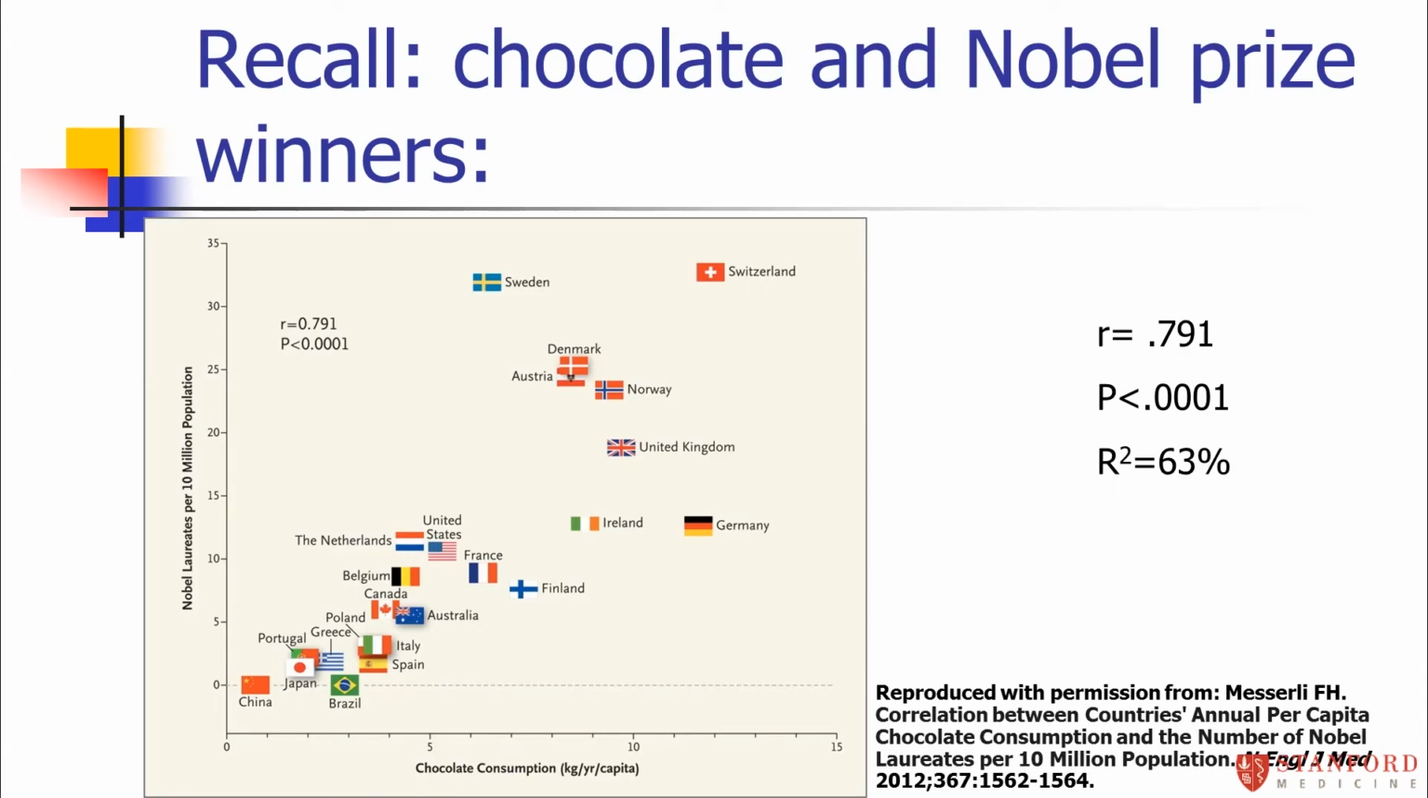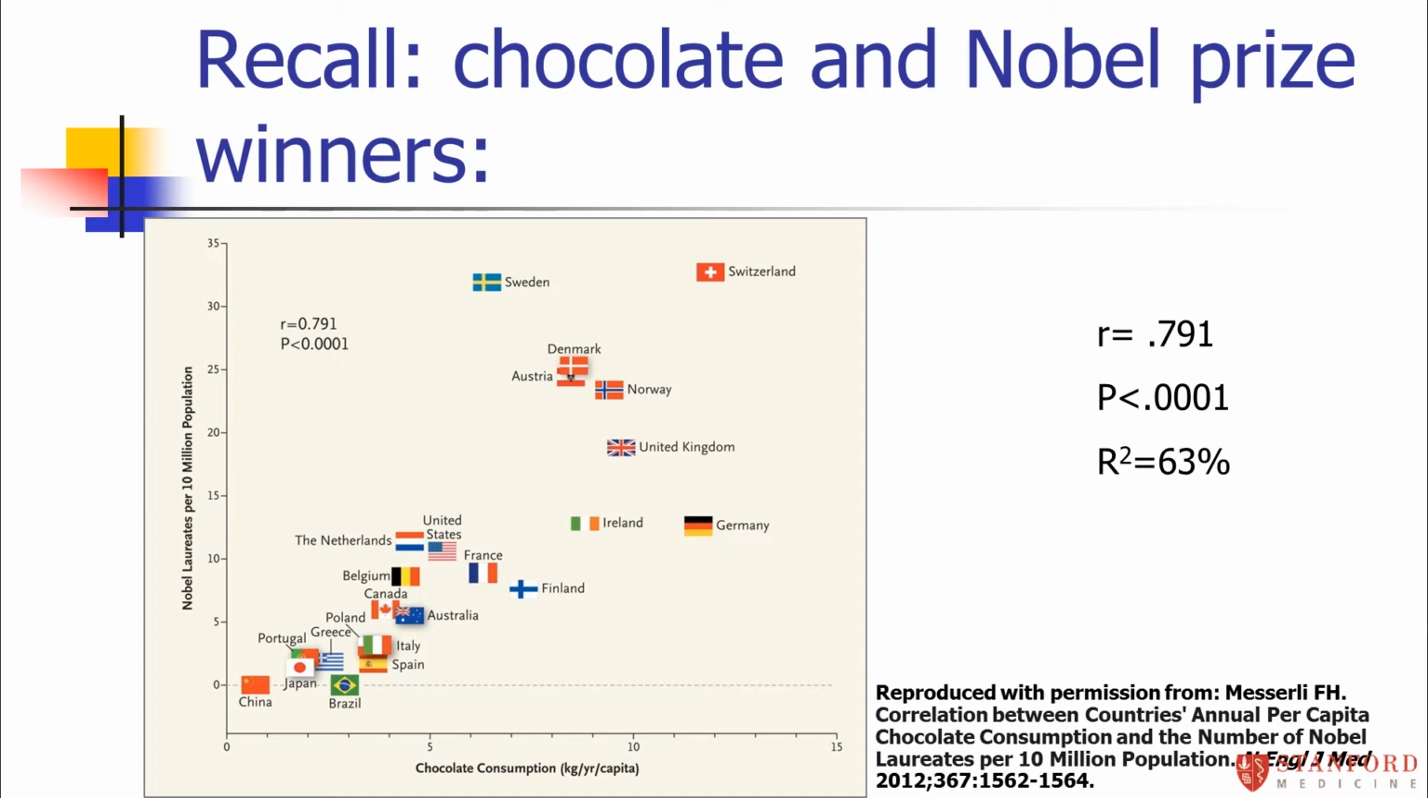Last week we saw an example about chocolate and Nobel Prize winners. This was looking at the per capita chocolate consumption in a given country and the number of Nobel laureates per population that they produce. And it made this nice interesting graphic where you can see the more chocolate seems to be related to more Nobel laureates. And we talked about this as an example of correlation does not equal causation. But I had shown you in this graphic that the correlation coefficient here was 0.79. It was highly statistically significant.